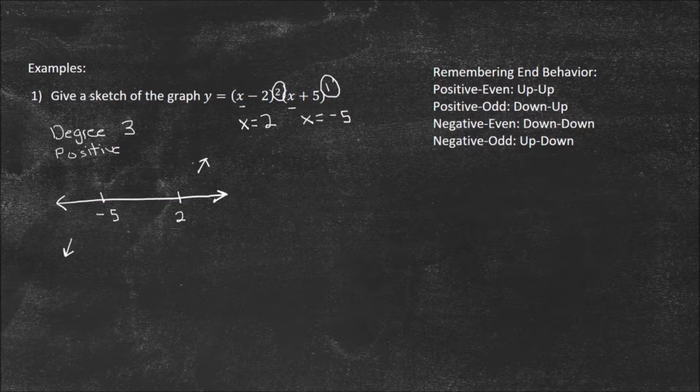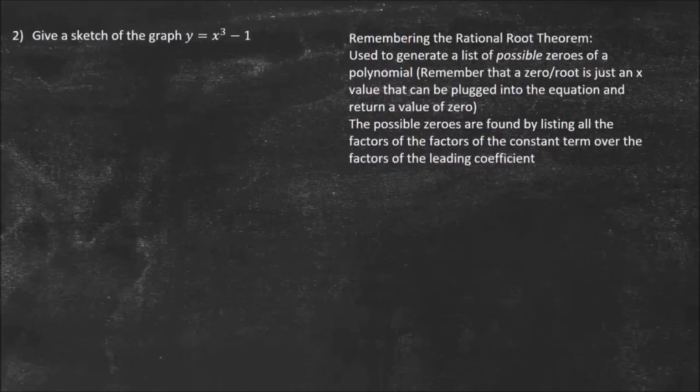And now again, we just need to think what happens. Wow, I really made this exactly like the other one. So it's going to go straight through the negative 5 because that's an odd multiplicity, and it's going to bounce at 2 because it's an even multiplicity. So again, very similar shape to our last graph. Hopefully my next example is a little bit different.